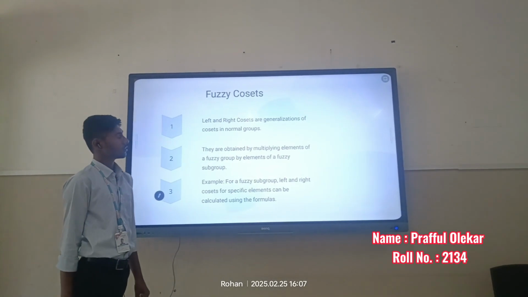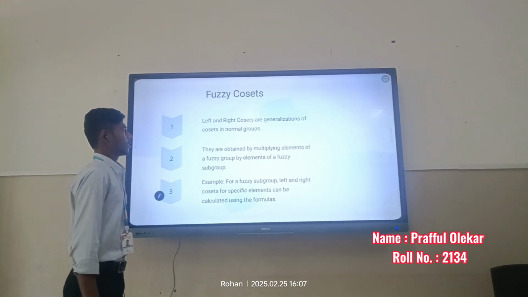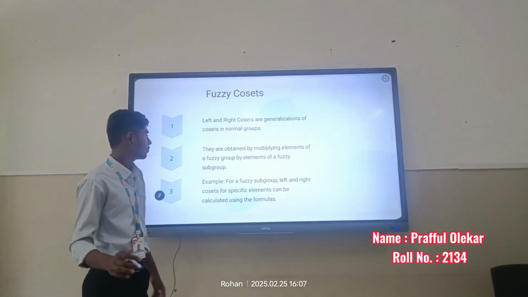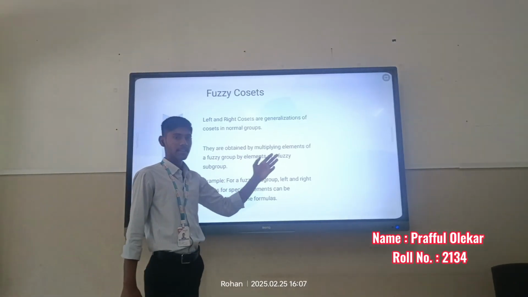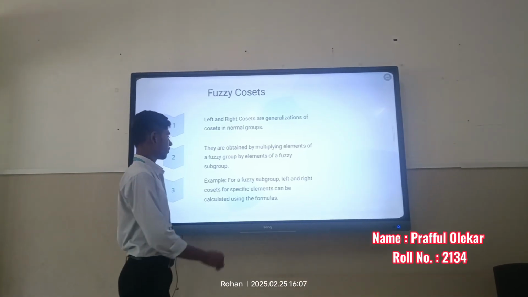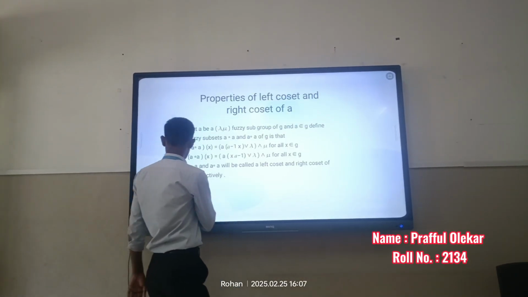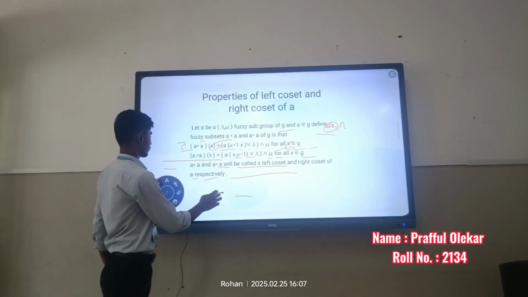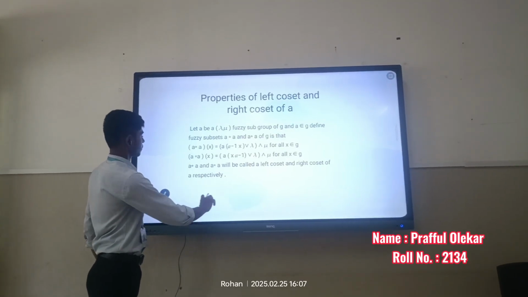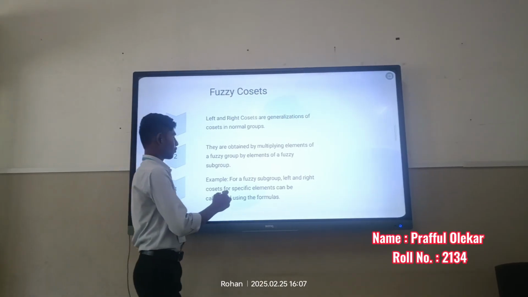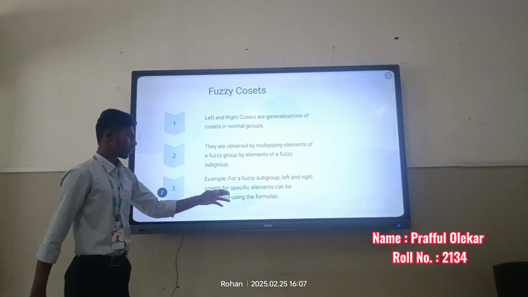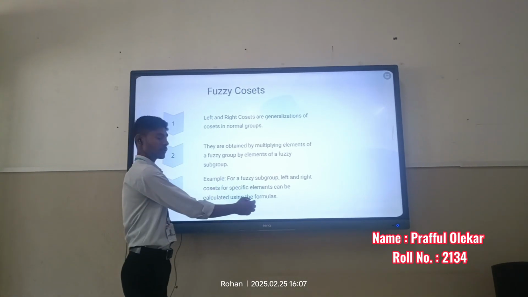Next one is fuzzy cosets. There are two types of fuzzy cosets. Left and right cosets are generalizations of cosets in a normal group. They are obtained by multiplying elements of a fuzzy group by elements of a fuzzy subgroup. An example for a fuzzy subgroup: for a fuzzy subgroup, left and right cosets for specific elements can be calculated using the formulas.